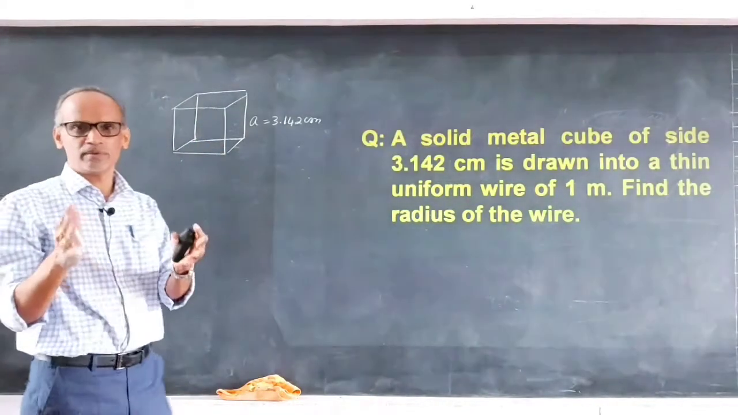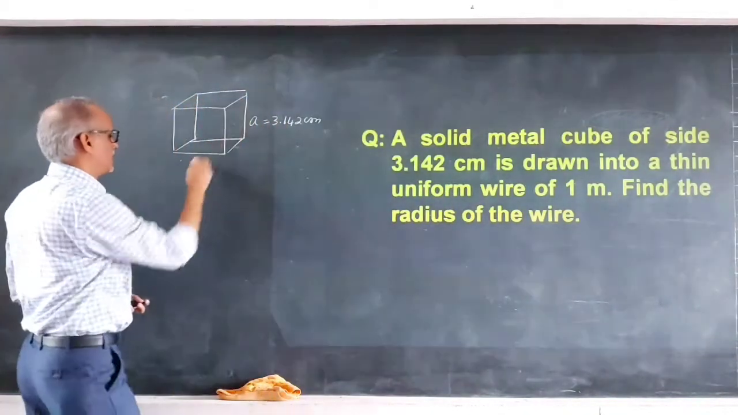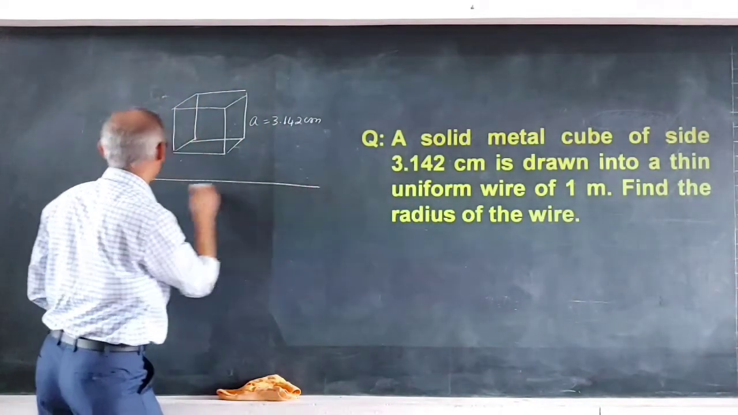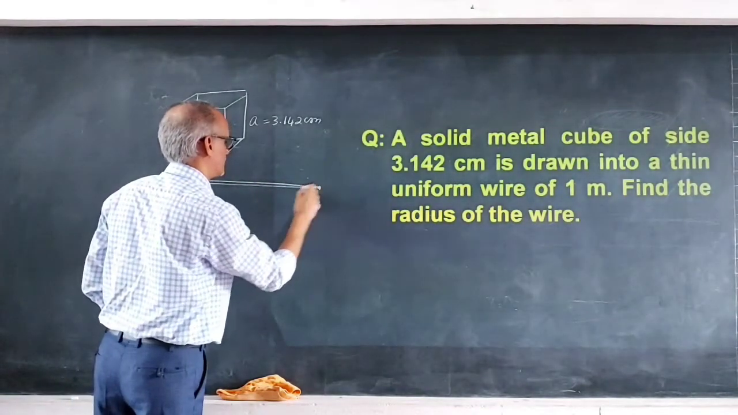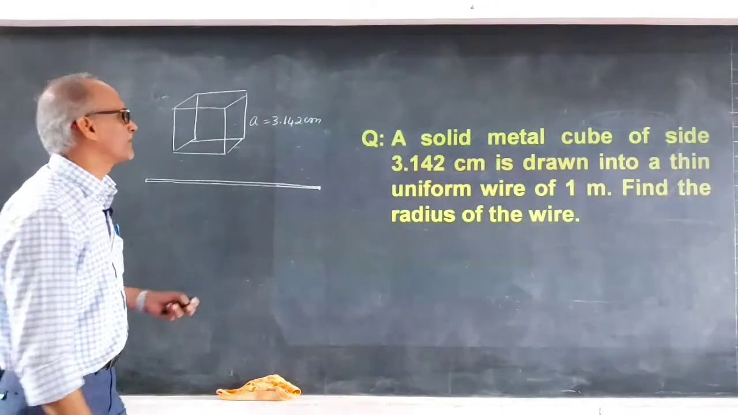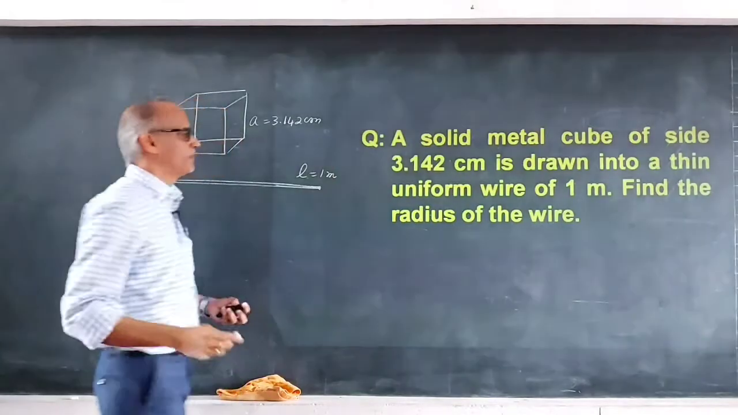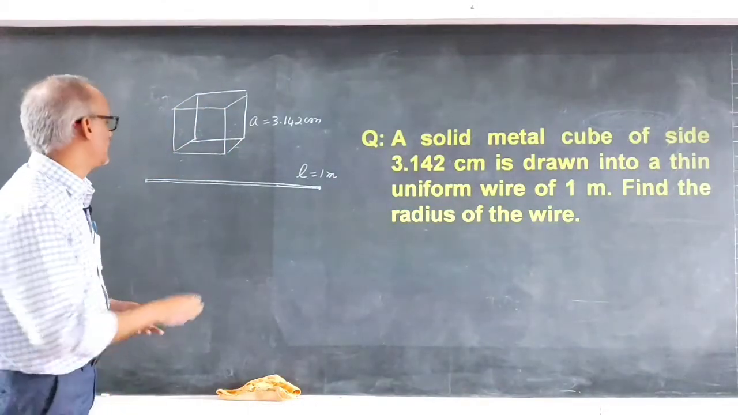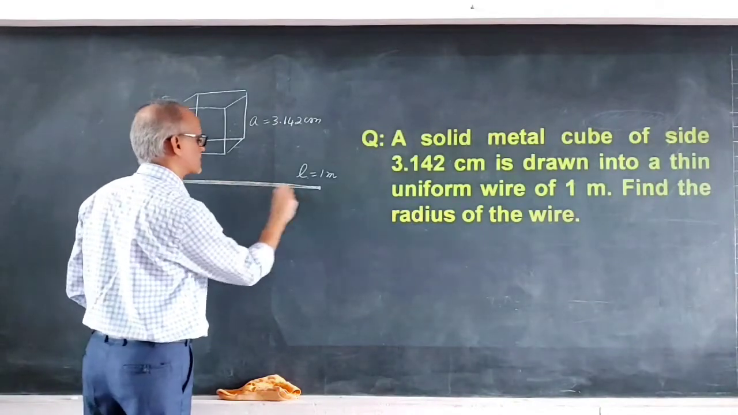So a cube made up of metal is hammered and then drawn into a very thin wire like this. The wire is of length 1 meter. Find the radius of this wire. What is the radius of this particular wire? So that radius we need to calculate.